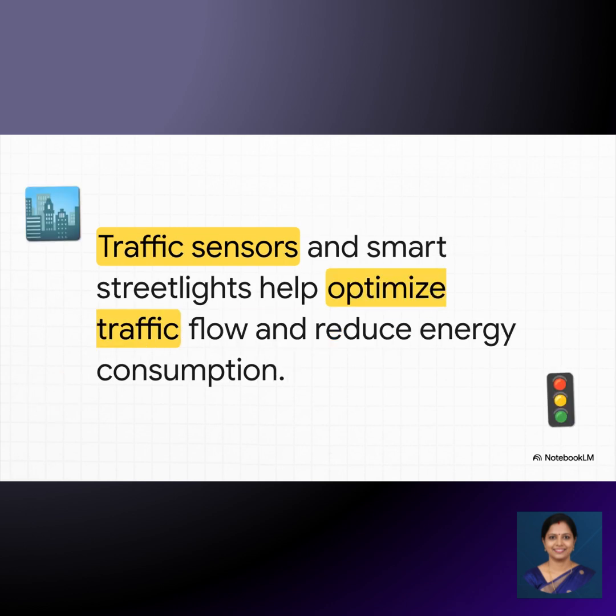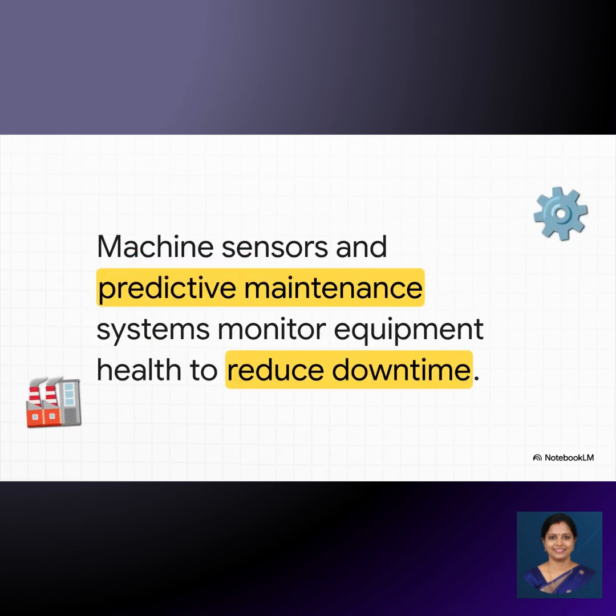Now let's zoom out from our bodies to our cities. IoT is making them way smarter. We're talking about streetlights with sensors that can dim when nobody's around, saving a massive amount of electricity. Or traffic sensors that analyze congestion in real time to adjust the timing of traffic lights, keeping everybody moving just a little bit smoother. And in the industrial world, the impact is enormous.